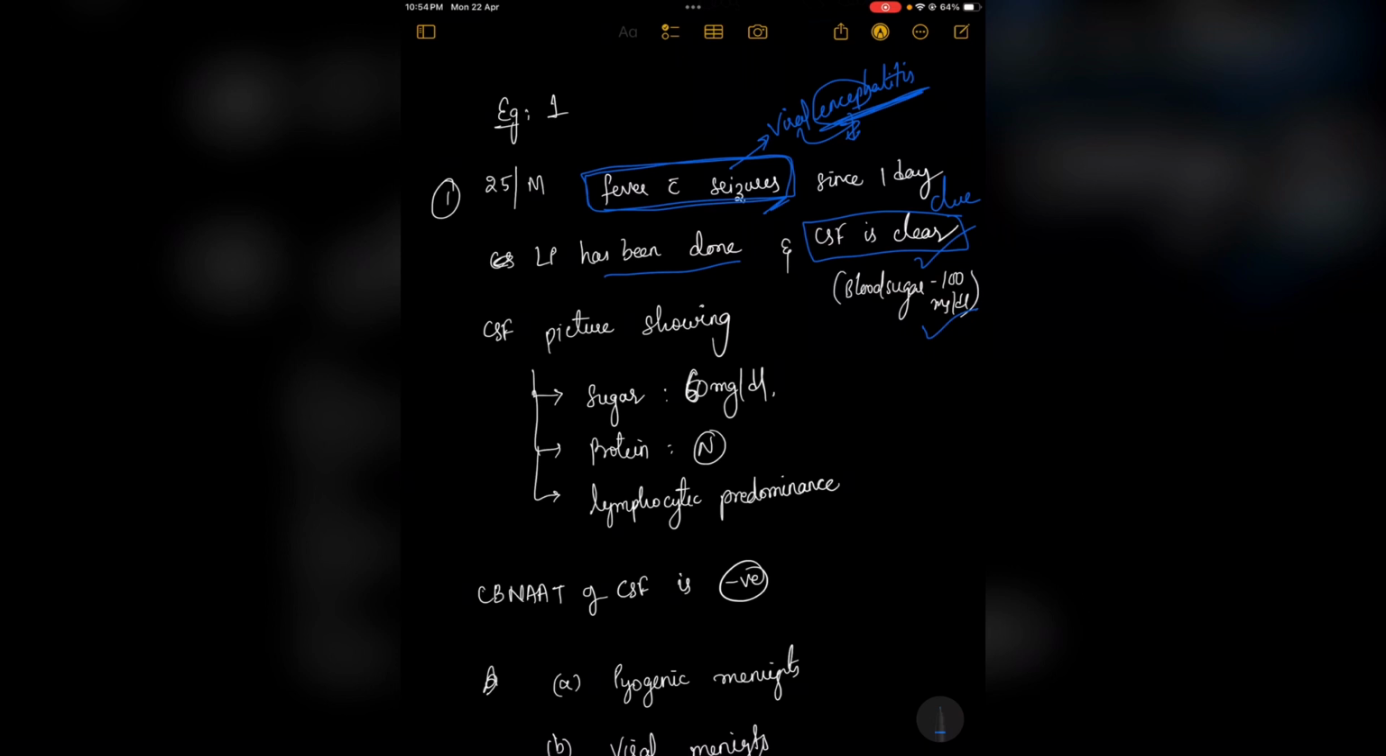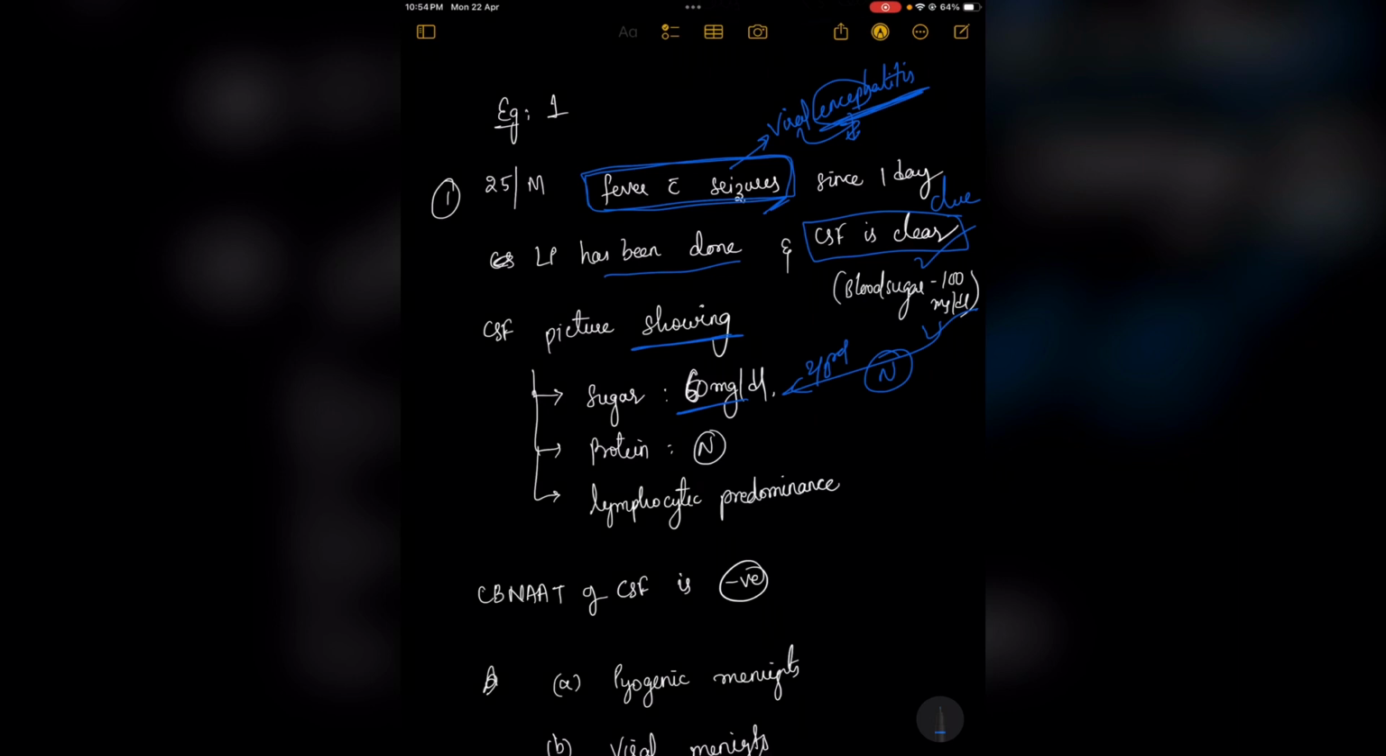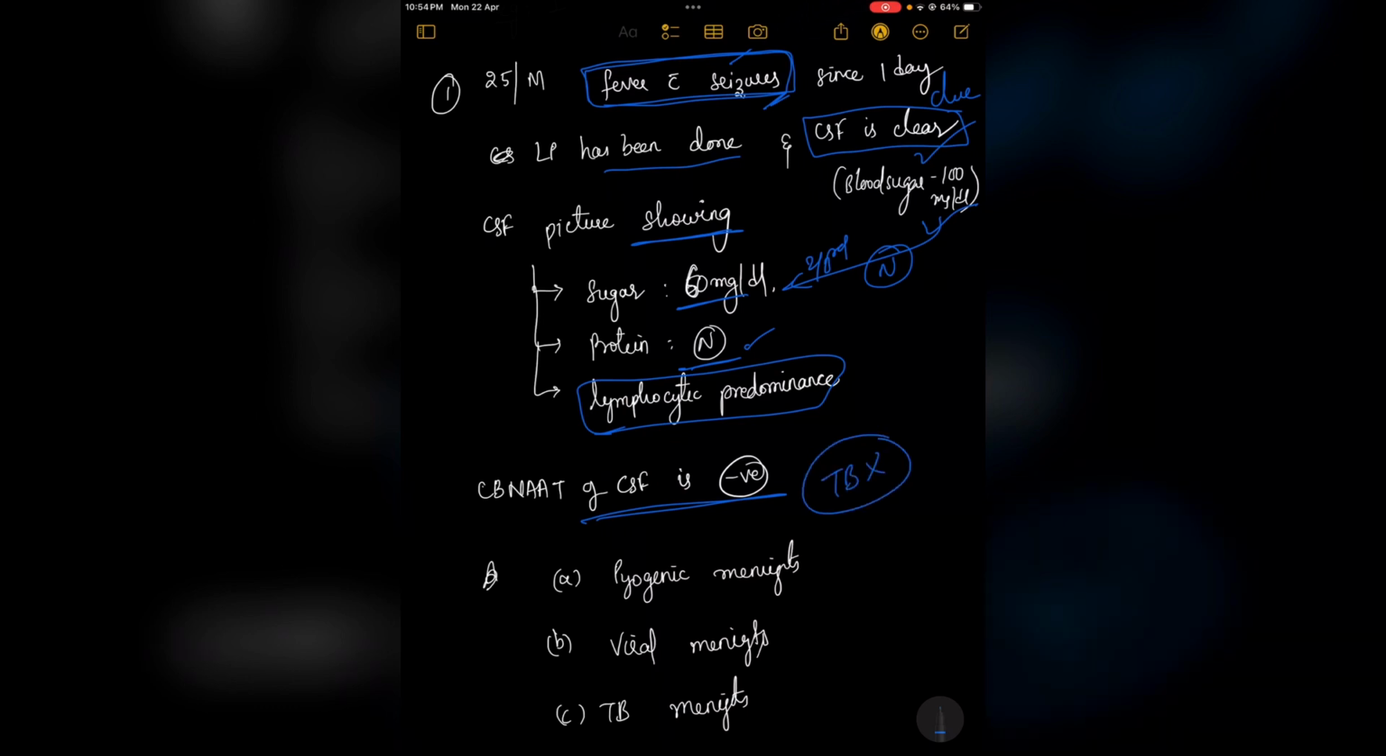And then they have given the blood sugar as 100 mg per dl. CSF picture is showing sugar of 60 mg per dl. Almost it is around the 2/3 range, so you can call it normal, very borderline low. Protein is also normal. Lymphocytic predominance. CBNAAT of CSF is negative. They have given this clue. That means it's not TB, because CBNAAT is negative.